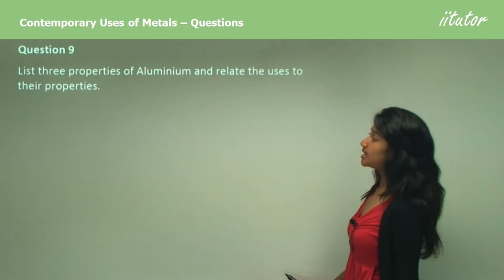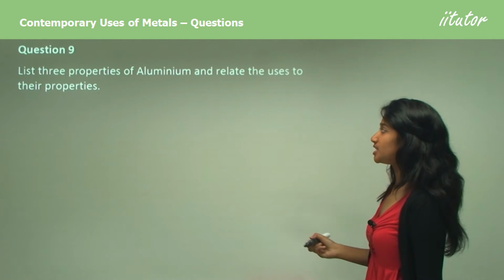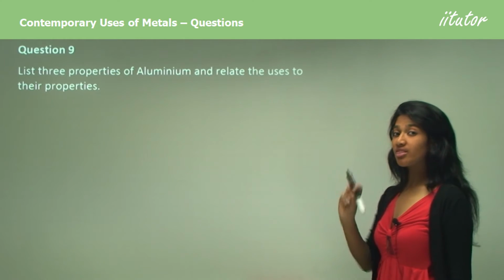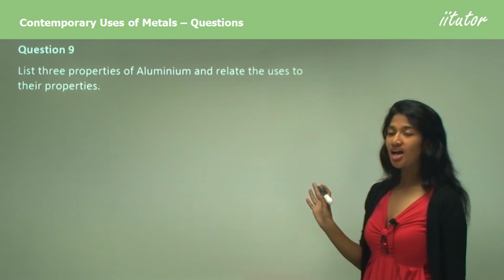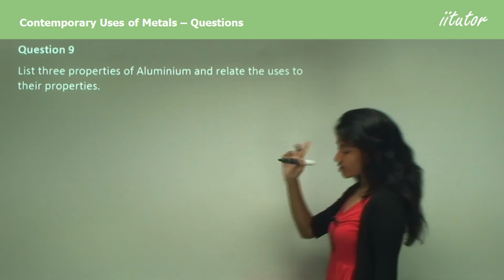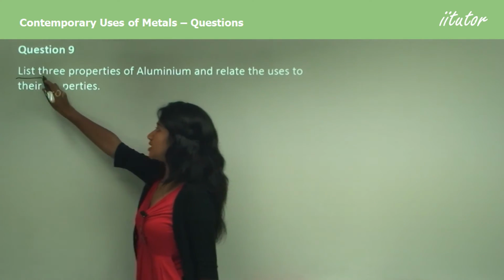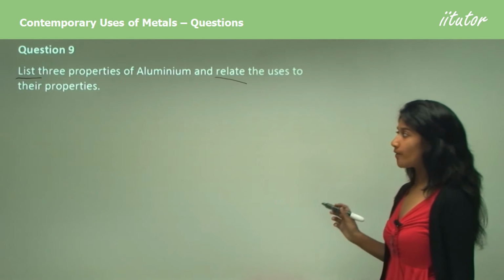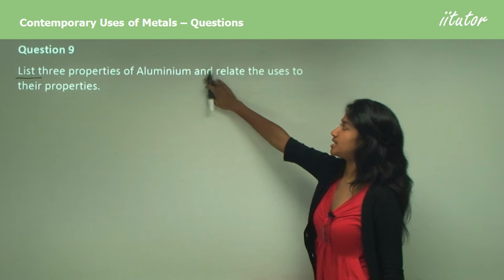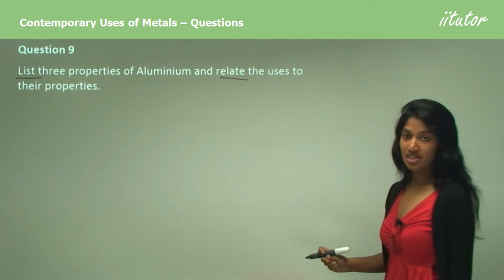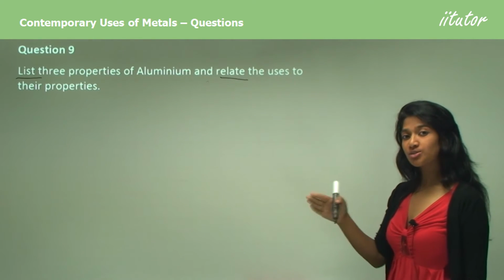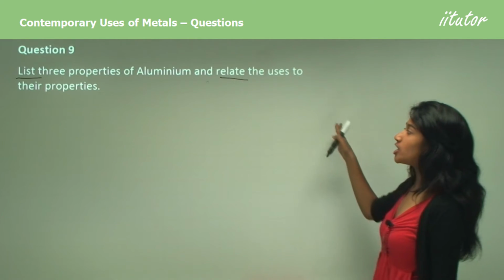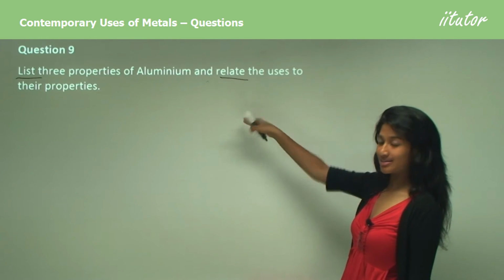Question 9 says, list 3 properties of aluminium and relate the uses to their properties. Again, we have the verb used twice, except this time the verb is different. So there are 2 verbs. One says to list, the other says to relate. So with the listing of 3 properties, you would just name 3 properties of aluminium. However, those properties should be corresponding and make a relationship to their uses. So you have to relate them.